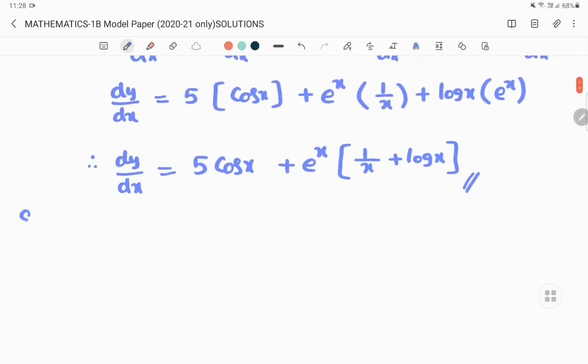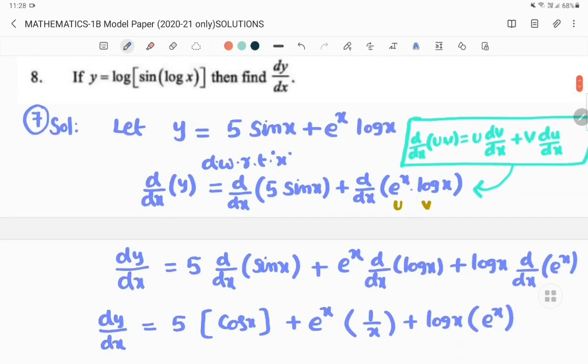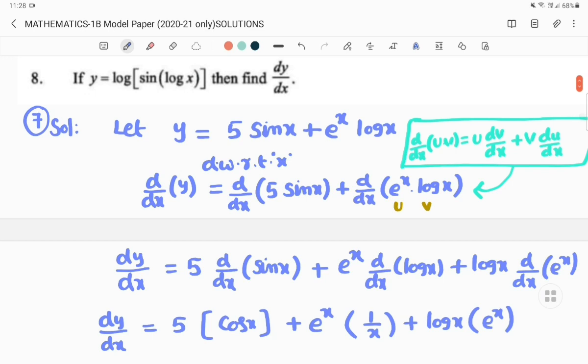Question number 8. In the question number 8 solution, what is that question? y equal to log of sin of log x.